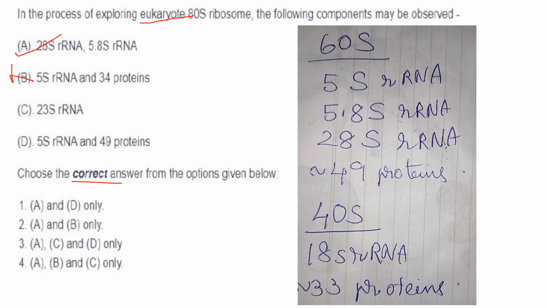Then next one, 5S rRNA and 49 proteins. The 60S subunit, if you see, has 5S rRNA and 49 proteins. So D is also correct. So B and C are not correct. A and D only, that makes answer 1 the right option.